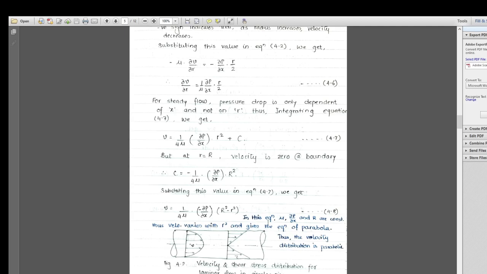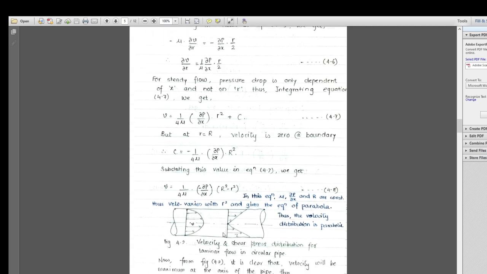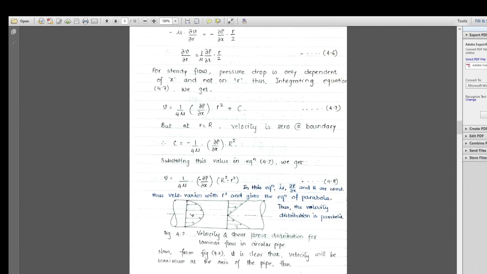In this equation, mu, delta p by delta x and R are constant. Thus, velocity varies with respect to r square and gives the equation of a parabola. Thus, the velocity distribution is parabolic. This is the velocity distribution, and this is the shear stress distribution for the laminar flow. Now, from this figure, we can clearly say that velocity will be maximum at the axis of the pipe.